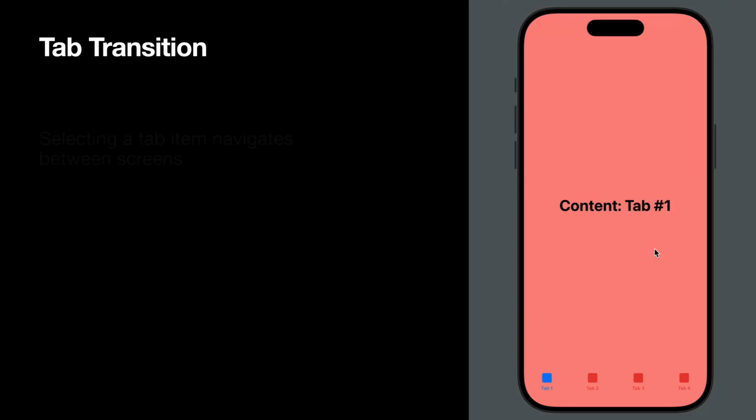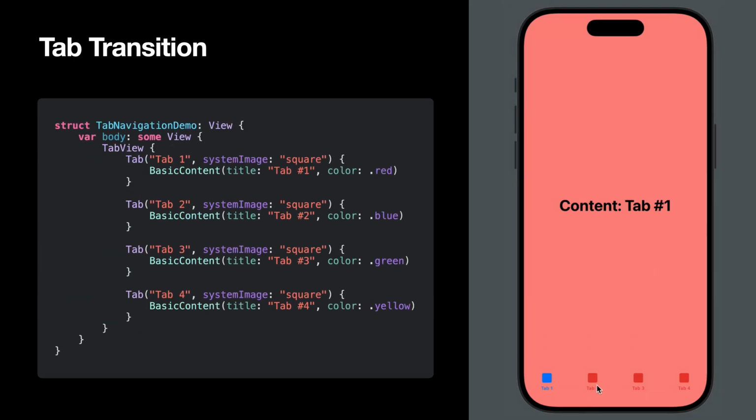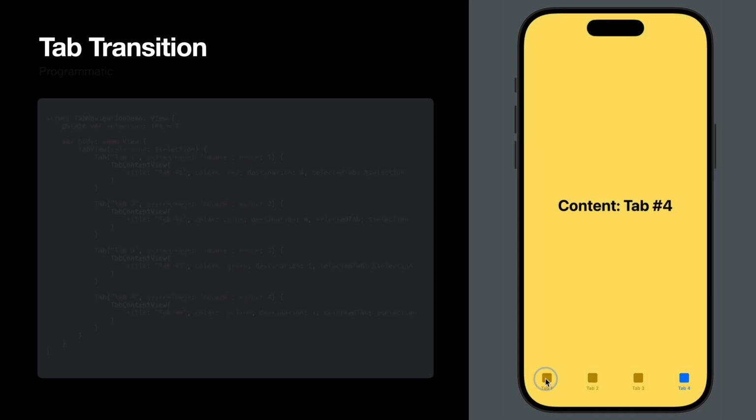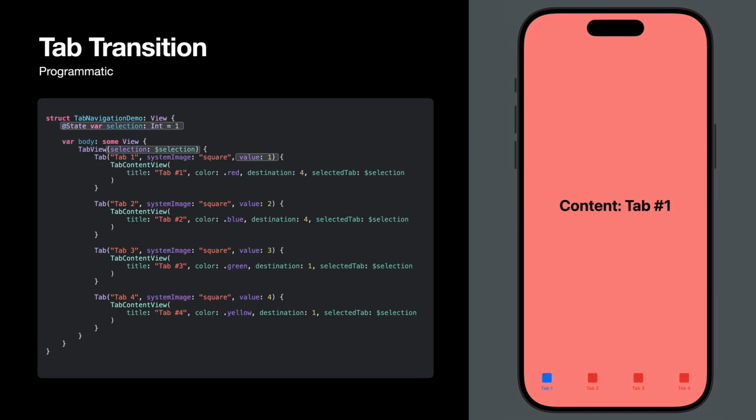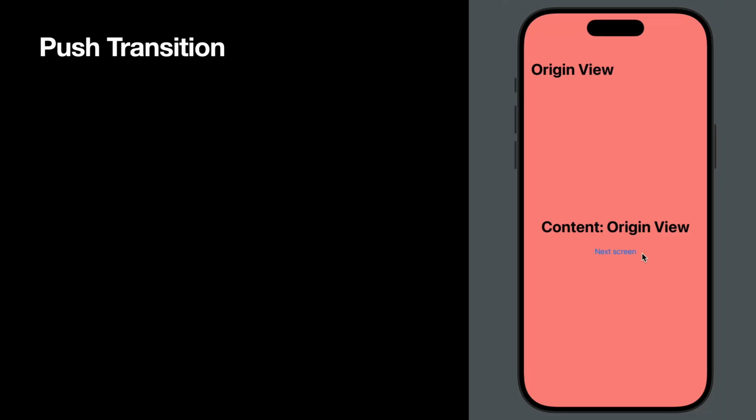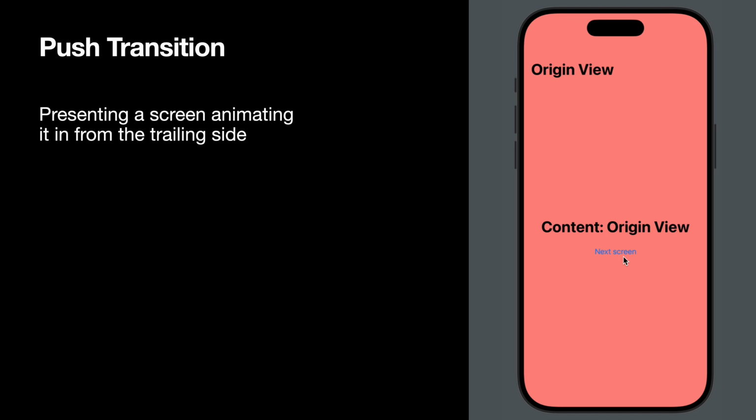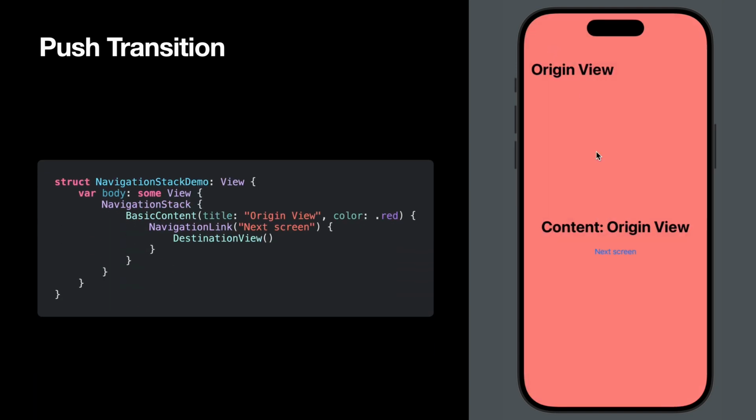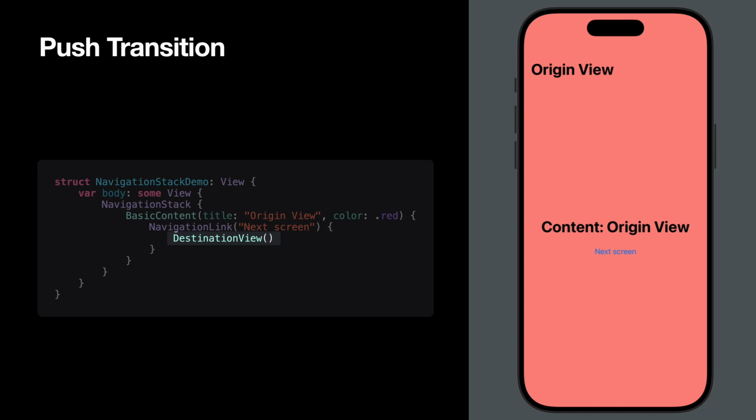Tab. Navigating between tabs is just about clicking on different tab items inside a tab view. We can also do this programmatically by using the selection value for the tab view. Push. The push transition is all about navigation stacks and how we present a new screen animating from the trailing side of the screen. In code, we need a navigation stack and we can use a navigation link with a destination and a label. When the navigation link is pressed, we present the destination with a push transition.